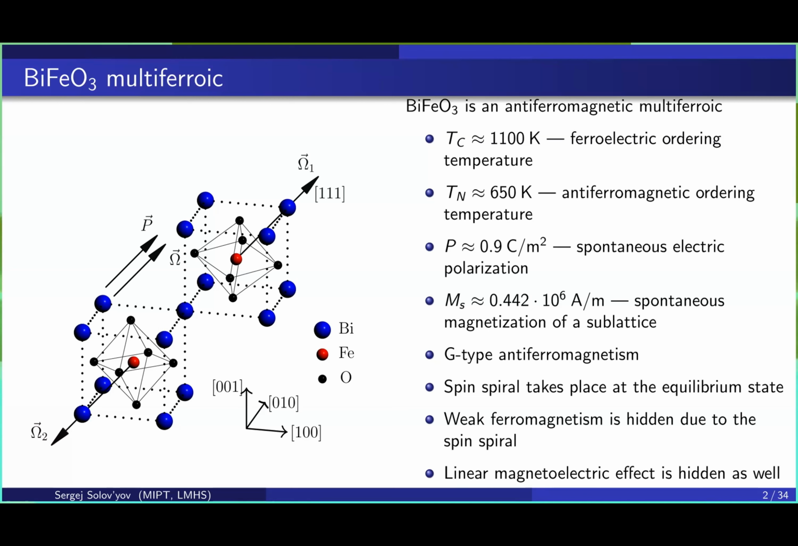I want to mention that bismuth ferrite is a first type multiferroic. It means that ferroelectric order is stronger than magnetic order, and the ferroelectric order is leading for this material. But the antiferromagnetic ordering temperature is quite high, about 650 Kelvin, and it allows us to study properties of this material at room temperature. And also there's a number of suggestions how to use this material in practical applications.